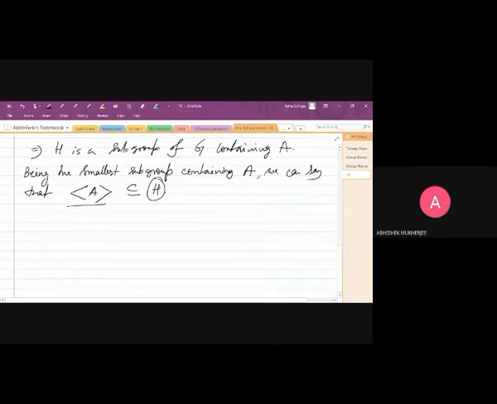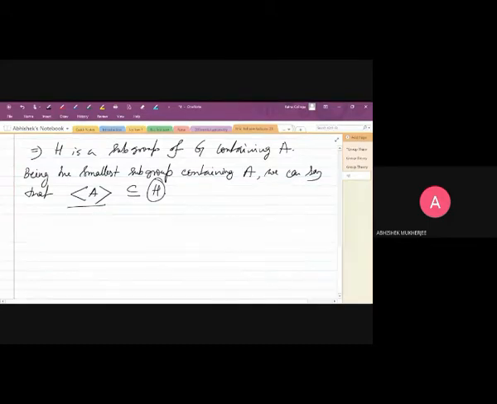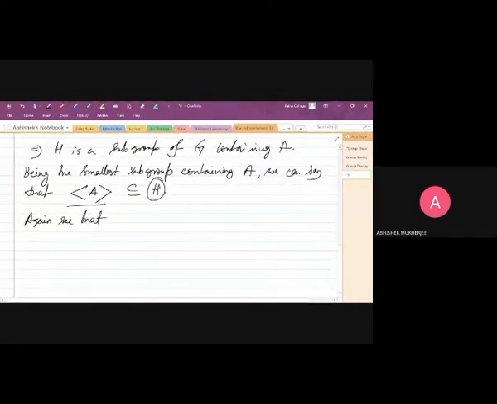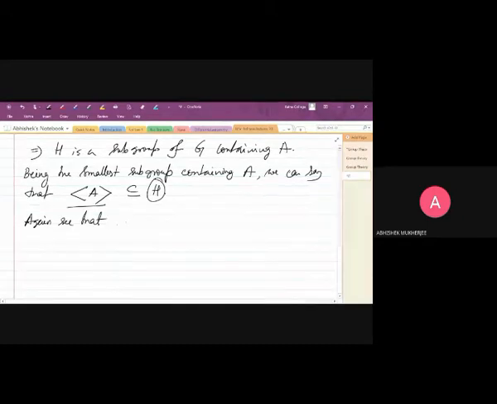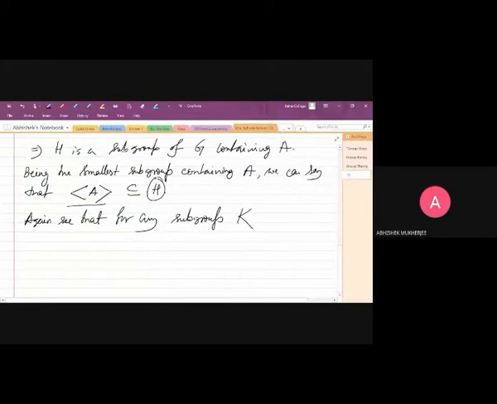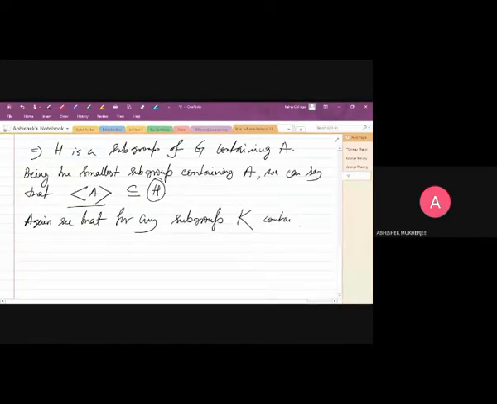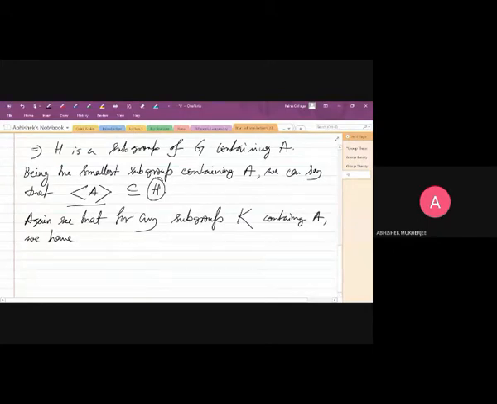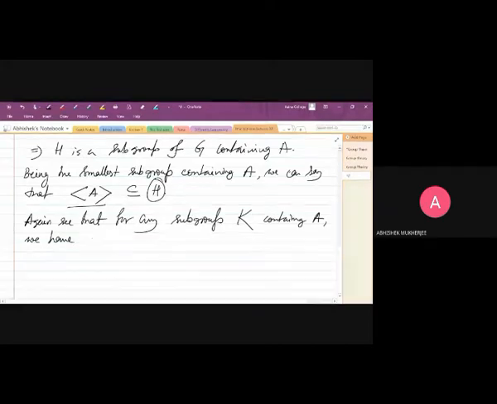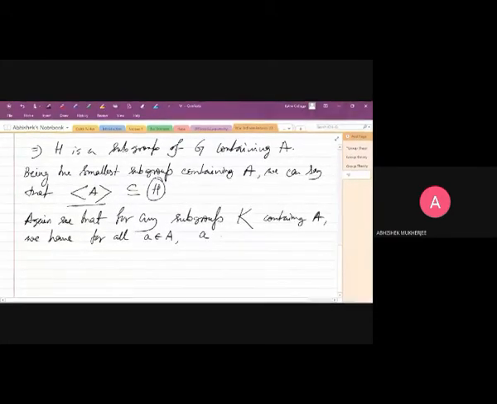Okay. Note that again, we see that for any subgroup capital K containing A, we have, for all a belonging to capital A, a and its inverse belong to capital K, because it is a subgroup.